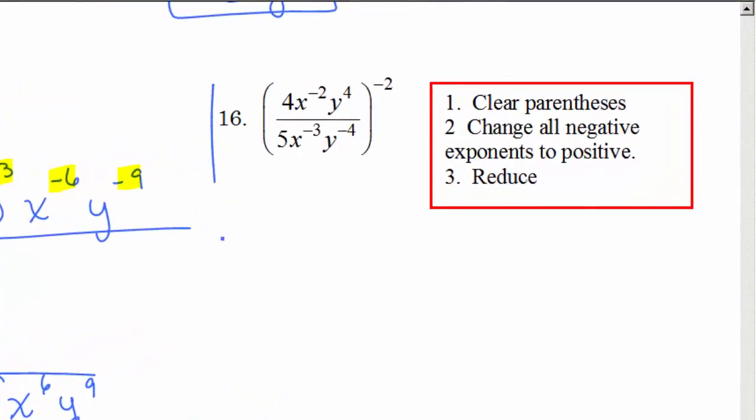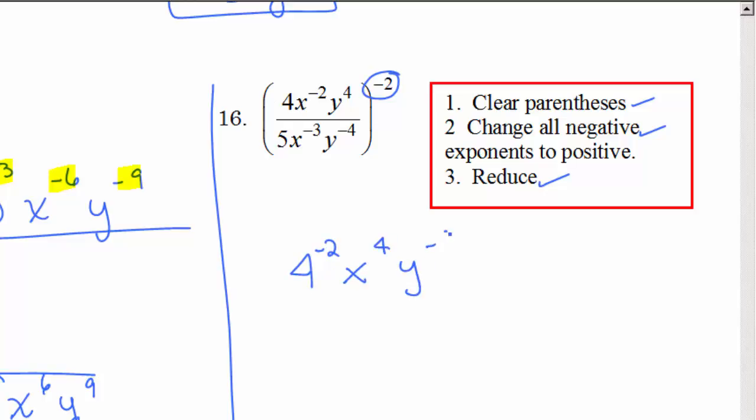All right, let's look at number 16. So I'm going to clear the parentheses, I'm going to change all the negative exponents to positive, and I'm going to reduce. So I'm going to clear the parentheses by distributing that negative 2 to everything inside here, including the numbers. Make sure you do it to the denominator as well. Also, I have a negative 2 times a negative 3, that is positive 6. And then when I multiply that, I get a positive 8. So I've cleared the parentheses.